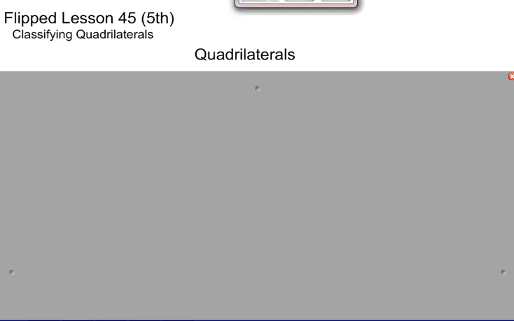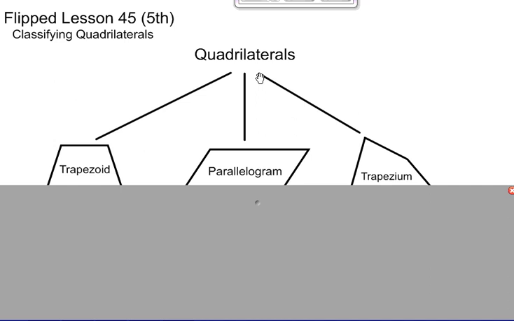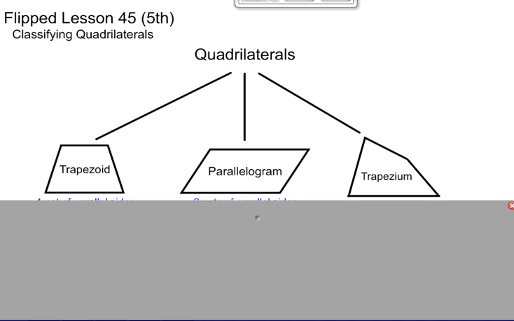If I were to ask you to name some four-sided quadrilaterals, well, you probably could come up with a decent list. But what we want to do is break quadrilaterals into the three main groups. Can you tell me what the three main groups of quadrilaterals are? Hopefully you guessed right, and you came up with trapezoid, parallelogram, and trapezium. Now we can start to get a definition of why these are three main groups of quadrilaterals.